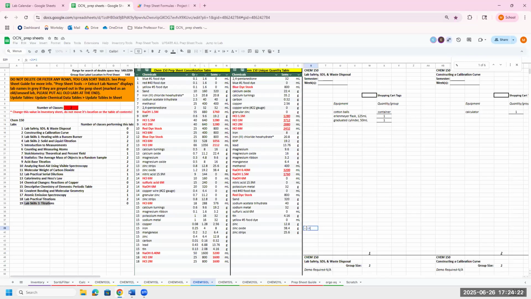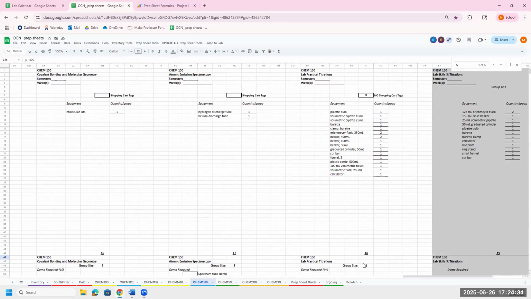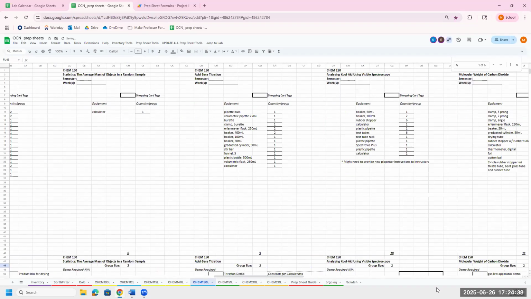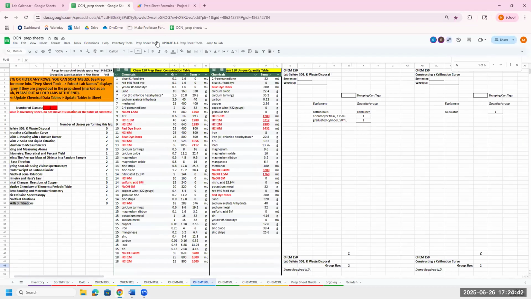Yep, that is correct. And I just proved it in front of you guys. So it was going to take this value and multiply it by 32 because it's an individual lab as determined by the value in this cell. If we were to then change it to being a group lab for some reason and wanted it to be a group lab for the lab practical titrations, we again update the sheet or the prep sheets tables.